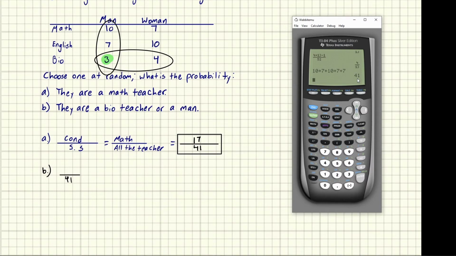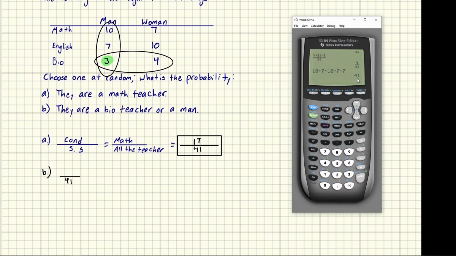And so we could actually write this out real formally, but the easy way to do it is to just write that we have 10 plus 7 plus 3. That takes care of the men. And then for the biology, well, we just don't count the 3 again. Because if we do, that's like we had twice as many of those teachers. So all we do is we add 4. And this will produce the probability.